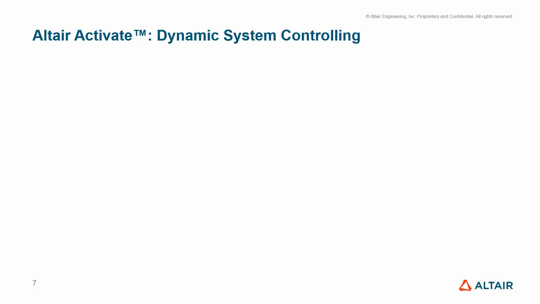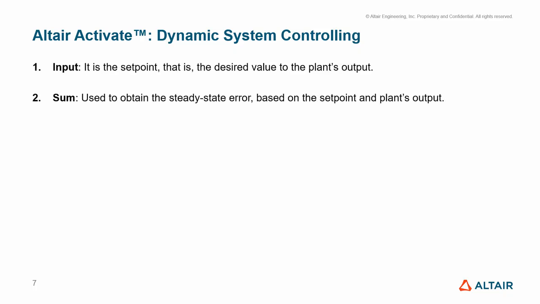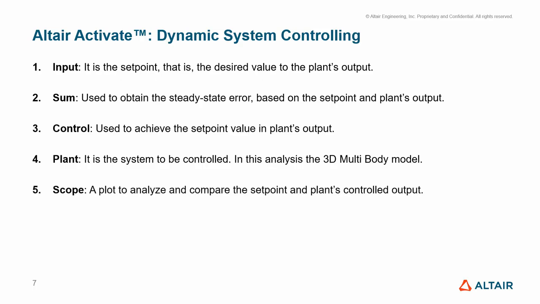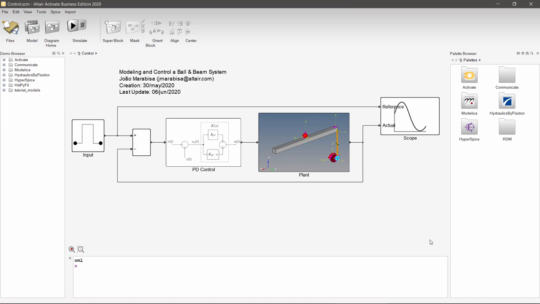In terms of Activate workflow, these are the steps to model a simple control system. So you should create your input, your sum block, your control for sure, your plant, which in this case will be our 3D model set on motion view, the scope block to analyze the results, and set your model parameters and solver settings, and finally run. So let's move on to Activate.